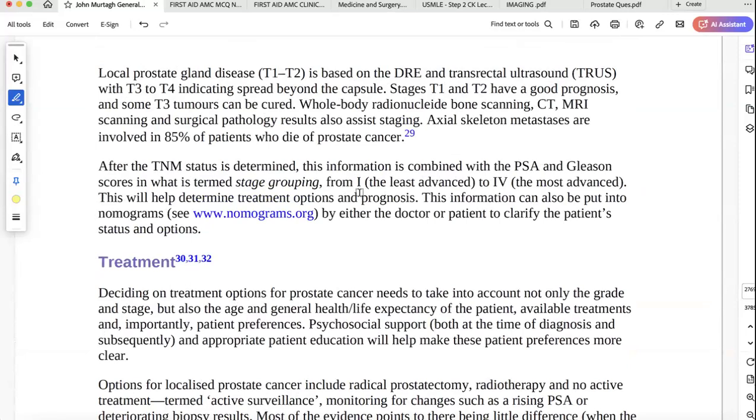Now, based on all of this, the urologist will also be able to say the staging of the cancer. T1 and T2 is local prostate gland disease, and T3, T4 means that it has spread beyond the prostatic capsule.